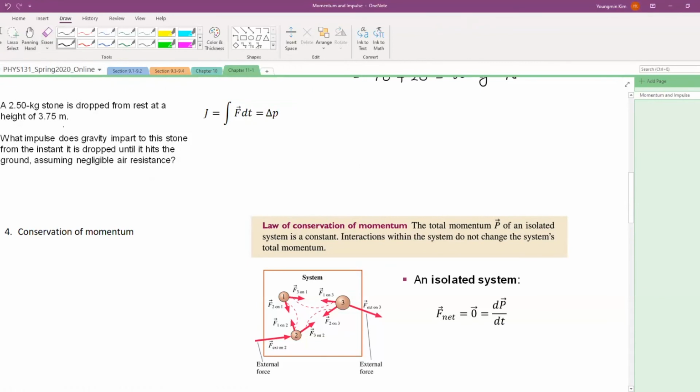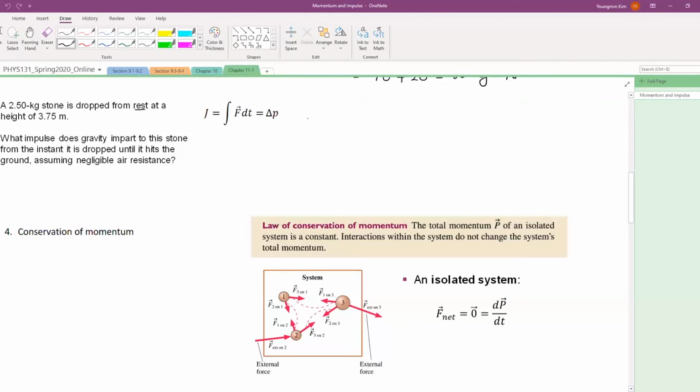Now let's consider this example. In this example, we're given that a 2.5 kilogram stone is dropped from rest at a height of 3.75 meters, and it is asking us what impulse gravity imparts to this stone from the instant it is dropped until it hits the ground, assuming negligible air resistance. It is asking us to solve for impulse, and the definition of impulse is J is the integral of force dt, or change of momentum.